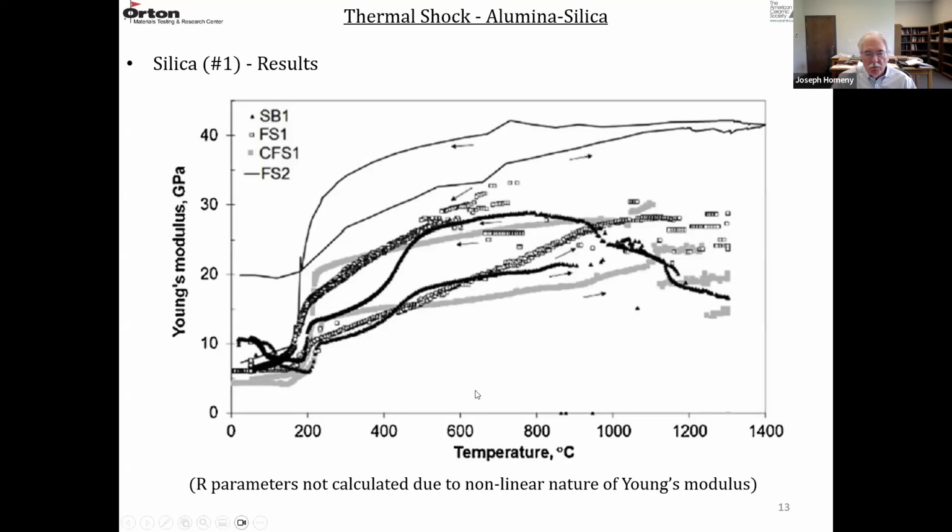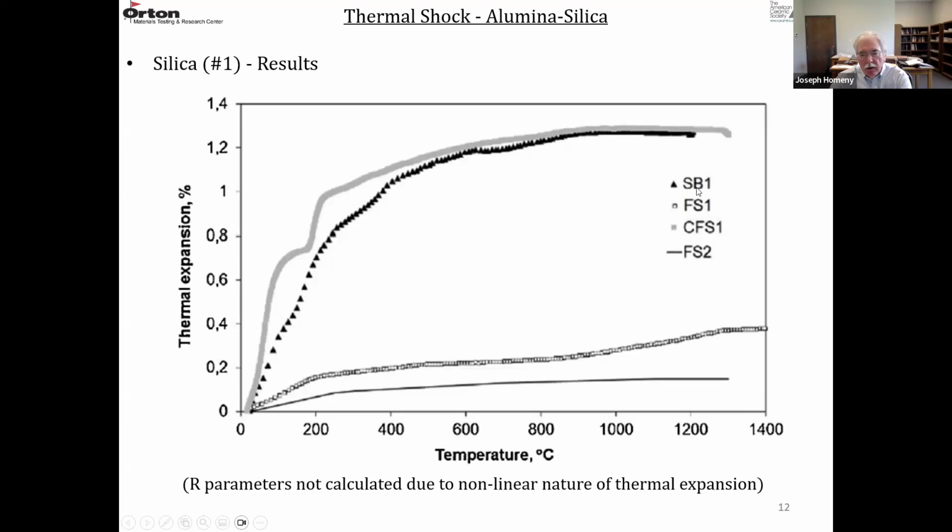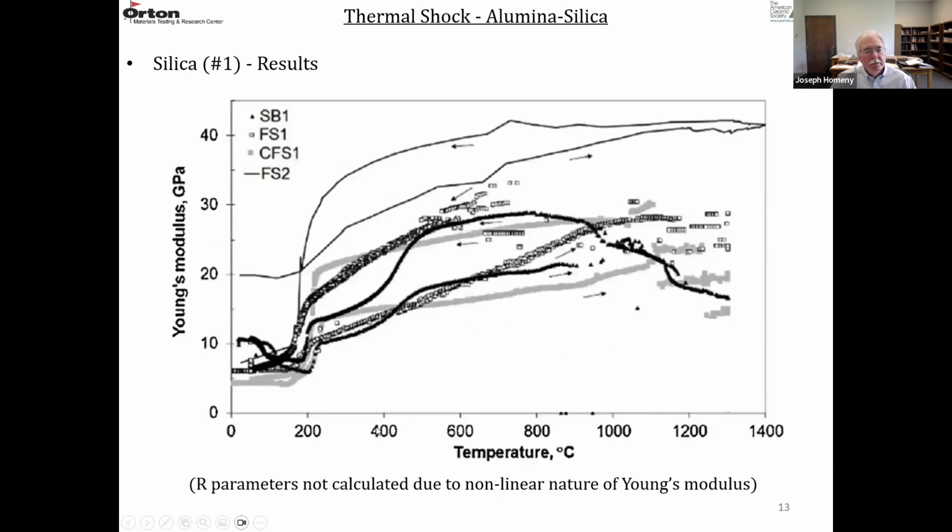So these are the same four materials as over here. SB1 is the crystalline material, the triangles, that's this curve here, heating and then cooling. You can see the effect of the phase transformations and then the increase in modulus as a result of the phase transformations. FS1 is the open squares.